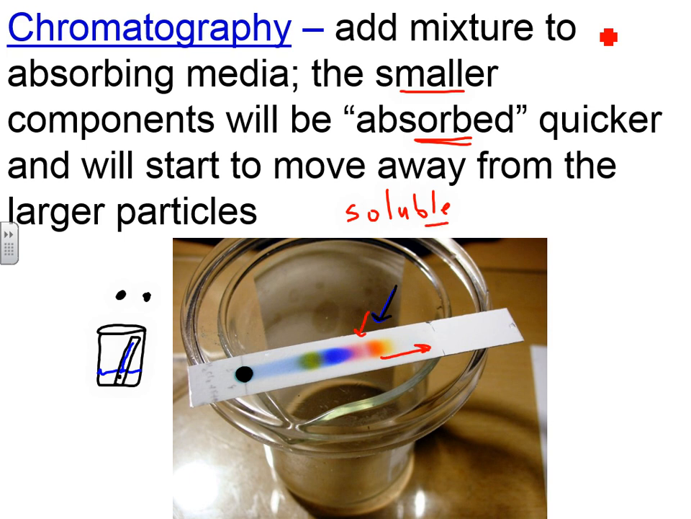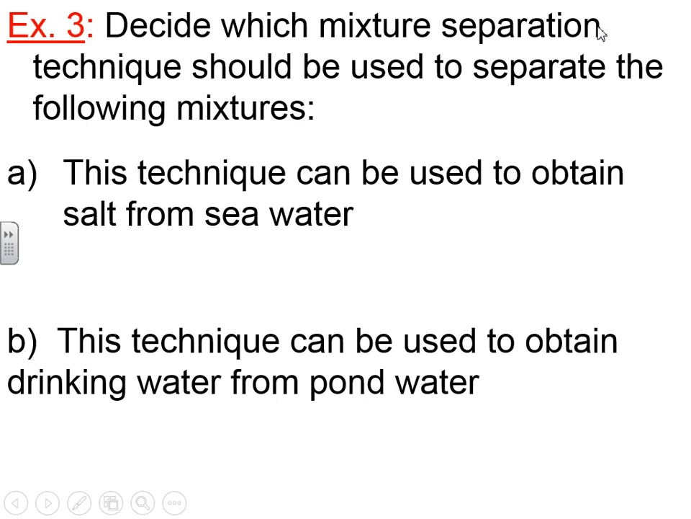The substances that are less soluble will actually deposit down at the bottom. If it matches the solubility of the paper more, it'll deposit at the bottom. If it matches the solubility of the liquid more, it'll be taken up higher on this strip. Alright, so hopefully that makes sense. And why don't we do an example problem, and then we'll let you do a practice problem.